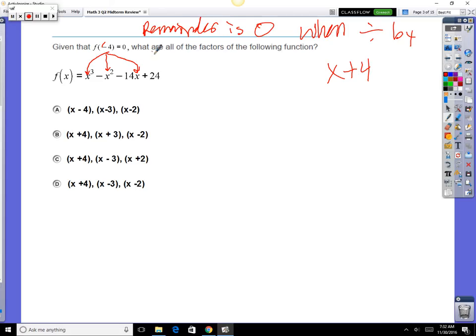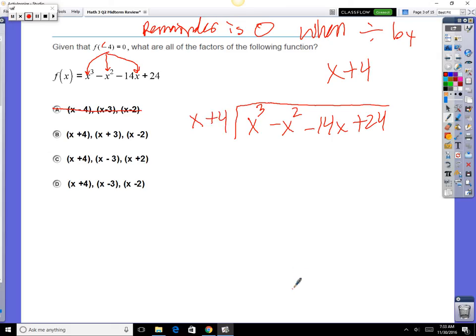So they want all the factors. So one of the factors is x plus 4. So we can kill a. It's not going to be a. So one of the factors has to be x plus 4. So here we go. To find the other factors, we have to divide. So we're going to go x cubed minus x squared minus 14x plus 24. And you're going to divide that by x plus 4. Okay, so let's do some long division.